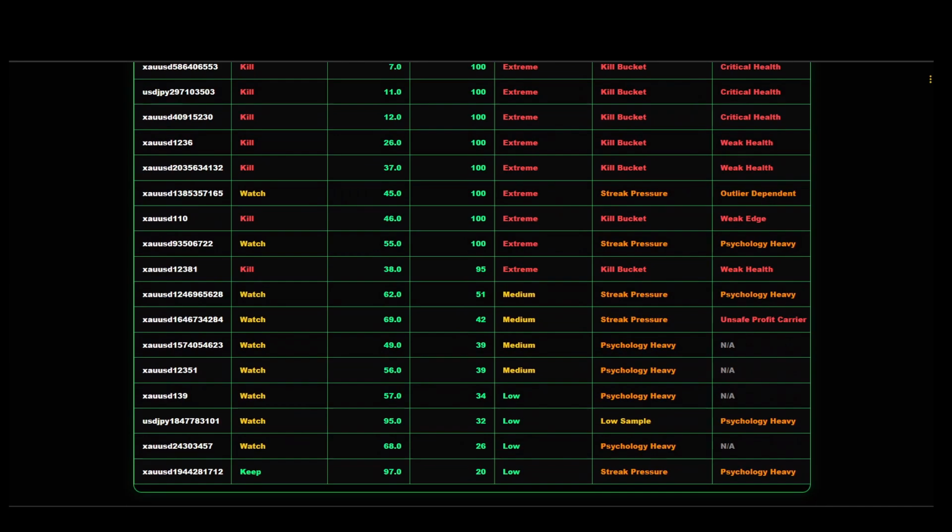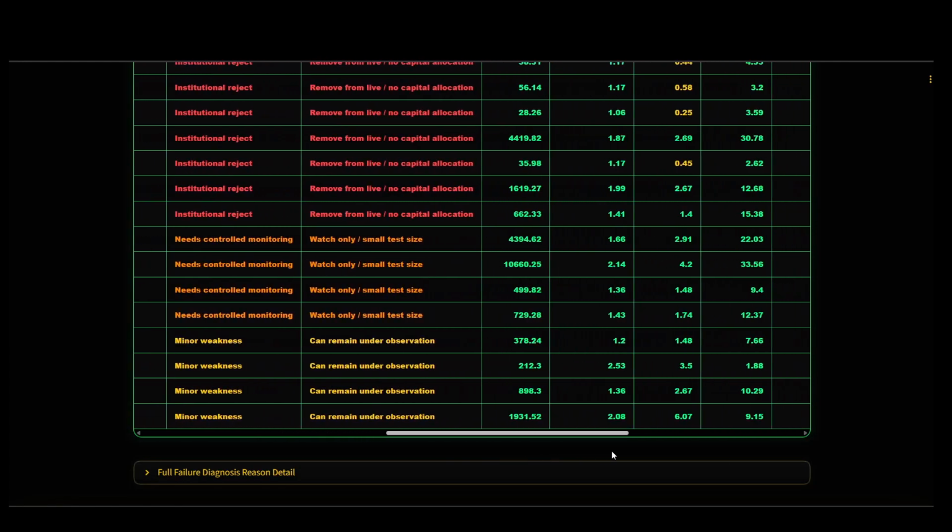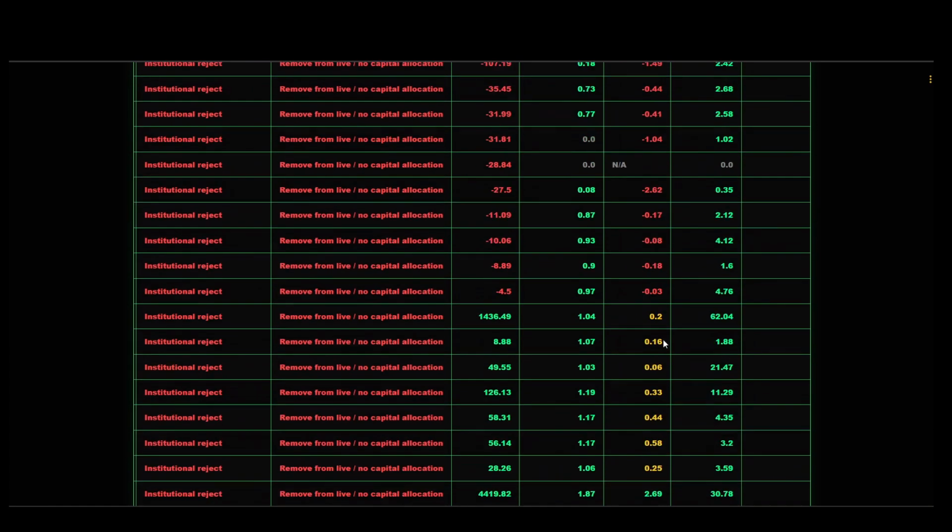In the previous part, we started looking at how the tool identifies failure pressure inside the robot basket. Now we continue deeper into the same table where the framework starts translating those failure profiles into real action buckets. And as the table continues, the workflow starts separating the portfolio into completely different institutional action buckets.